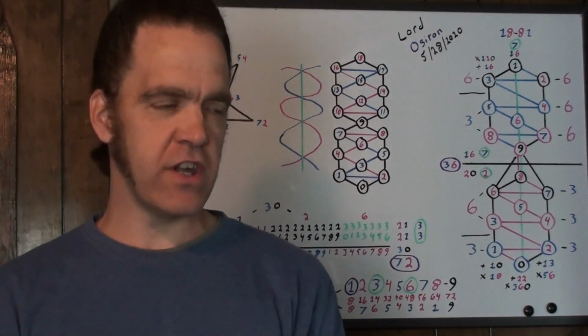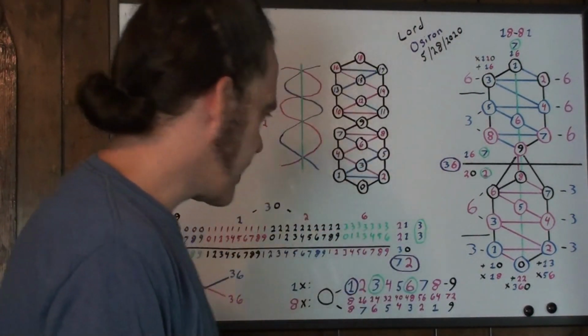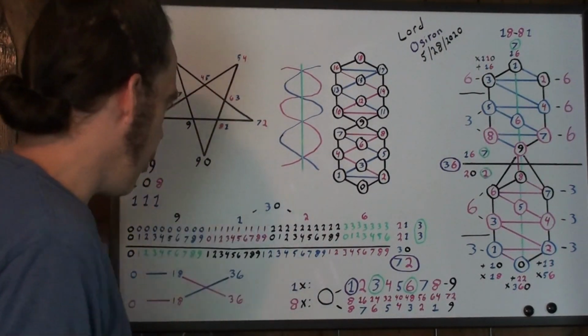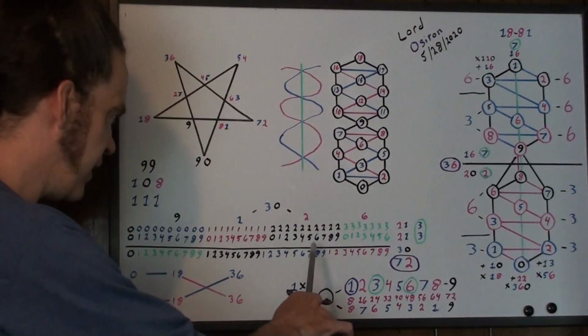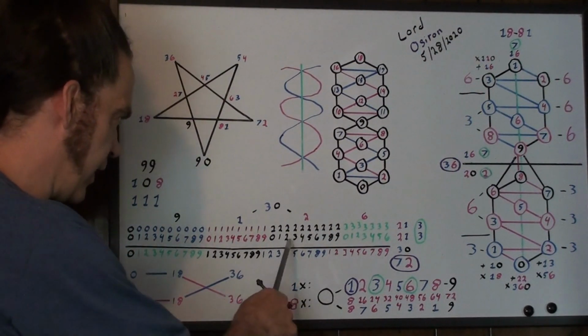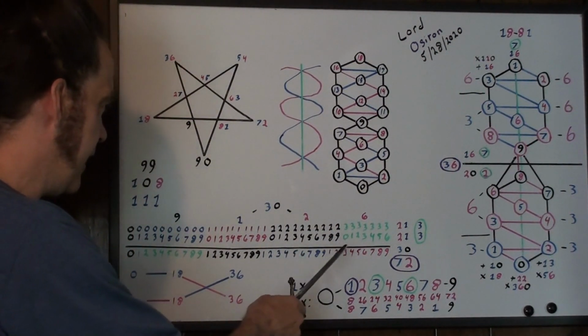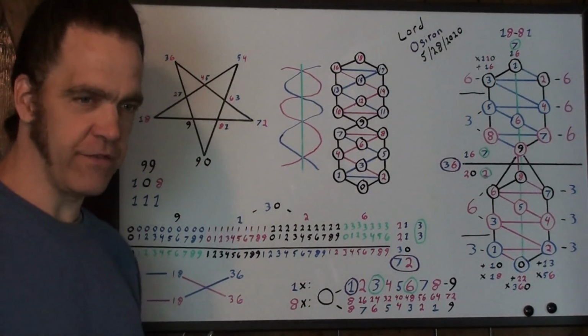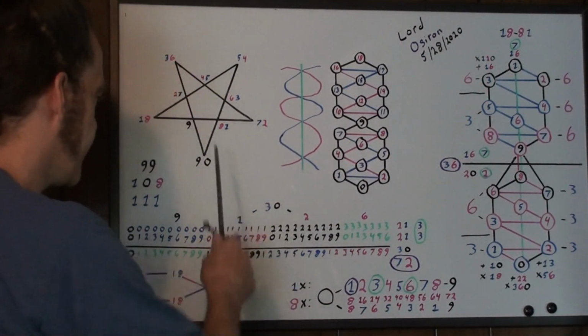This is Lord Osteron. This is a continuation of the Kabbalistic themed video. I just want to get into a little bit more about these numbers here. There's a lot going on here, and I also want to cover the Pentagram a little bit more too. There's a few more things I discovered about this that's really interesting.